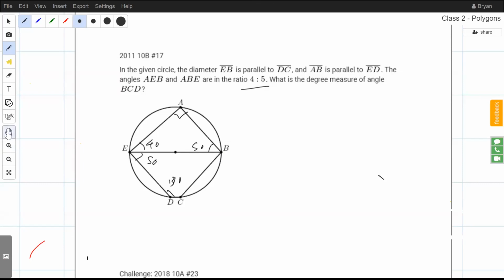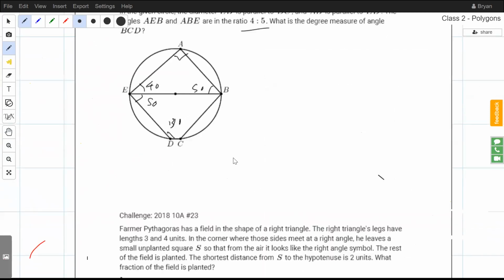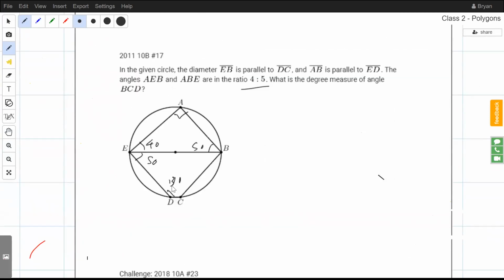Now, how do I know this? If we go all the way back up to here, we know that all of these angles, 1, 4, 5, 8, and 2, 3, 6, 7 are equal. We also know that if we add any two of these, for example, 1 and 2 or 1 and 3, it's going to be equal to 180 because they're supplementary. So that's basically what I'm using here to show that this is 50, and this must be 130.